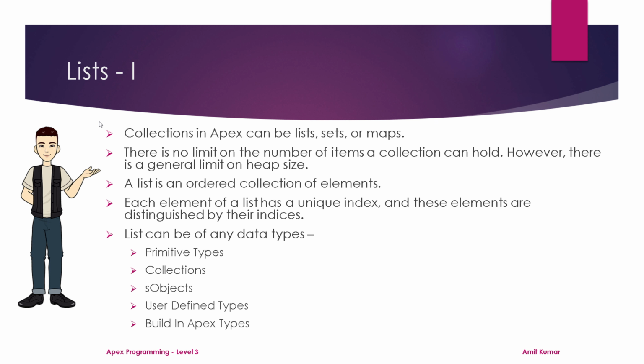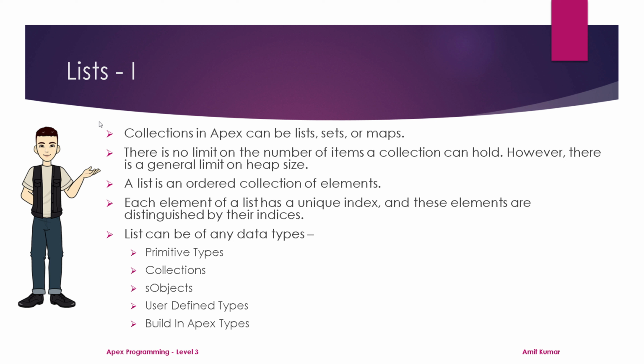Lists can be of any data types, that is, it can be primitive, it can be a collection, it can be an SObject, it can be user defined types, or it can be built-in Apex types. So collections are used when we want to deal with a large amount of data of the same data type. In Apex, we can have collections in the form of lists, sets, or maps. Though there is no limit on the number of items we add to this collection, there is a general limit on the heap size.